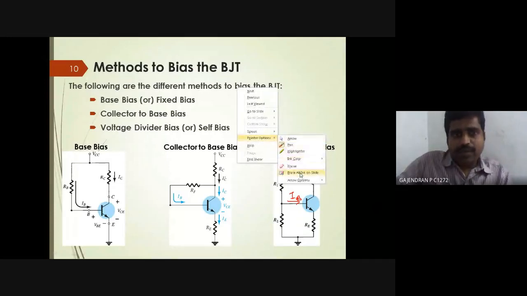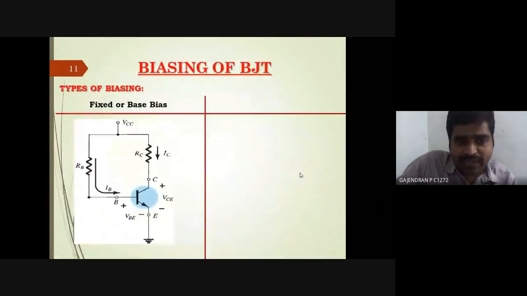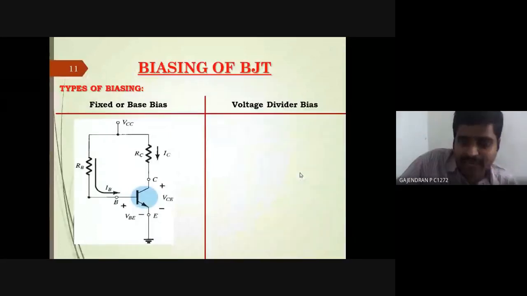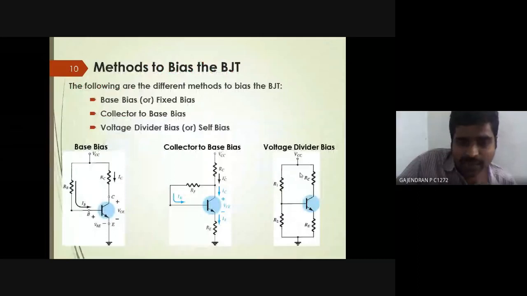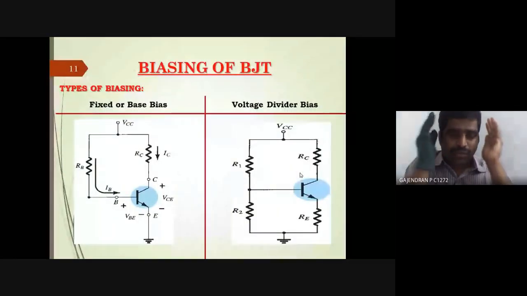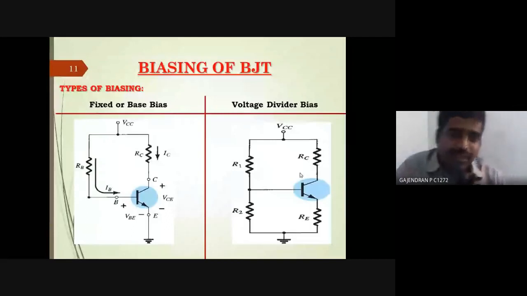Now, even though we have three types, we are going to discuss these two types in detail. Because the collector to base bias is a very rare condition. Applications are too low, and the circuit has a little more disadvantage than these circuits. So we are focusing on only these two. So you also remember the circuit. Okay, understand and draw. Don't memorize by heart and draw the circuits.